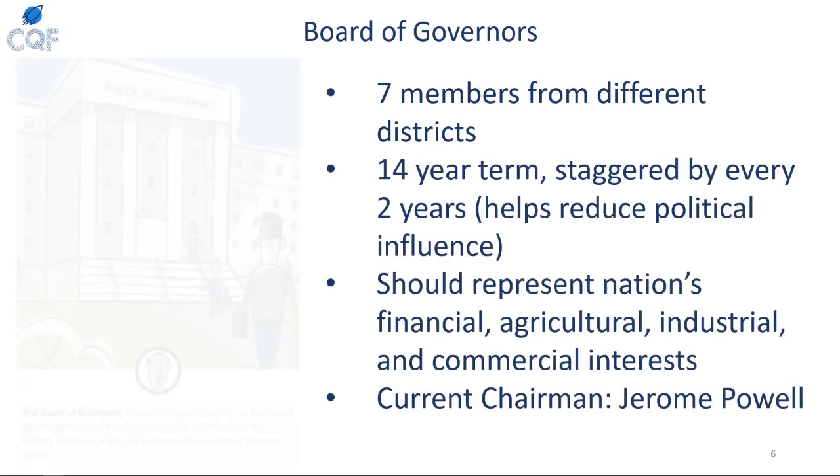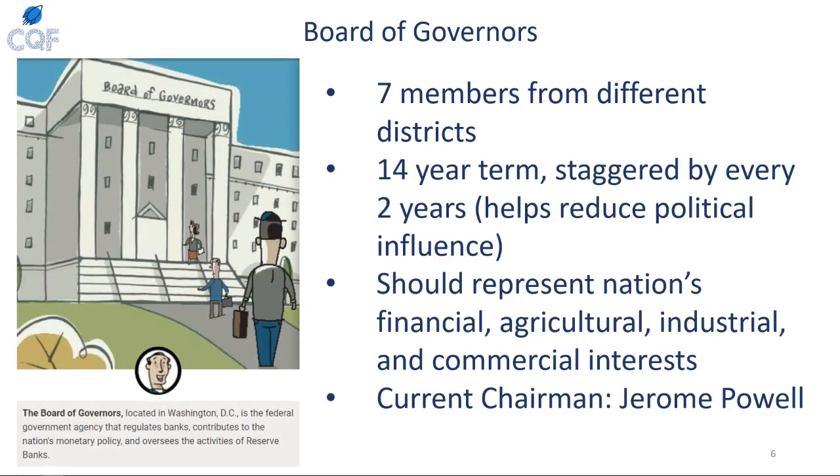So what about the Board of Governors? I mentioned Jerome Powell. He's the chairman of the board. The board has 7 members from different districts. Each member serves a 14-year term, staggered every 2 years. Therefore, multiple presidents have appointments on the board at any point in time, which spreads out the political influence. They are supposed to represent the nation's financial, agricultural, industrial, and commercial interests.